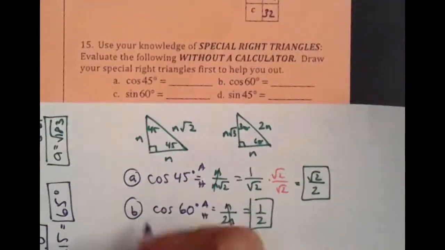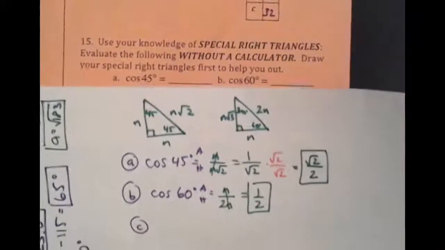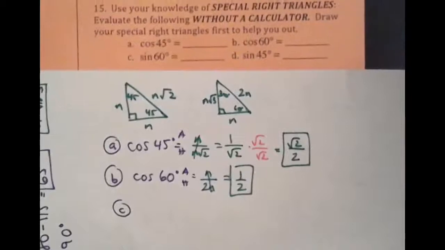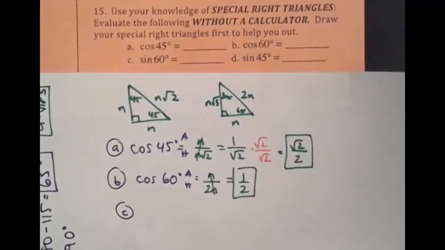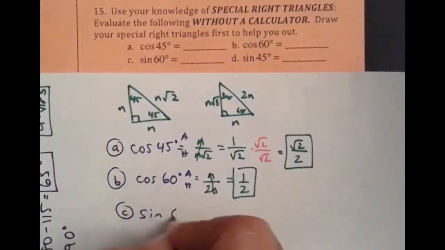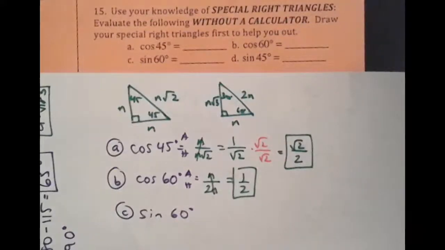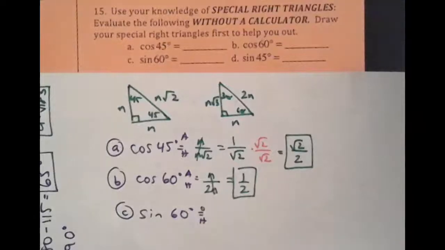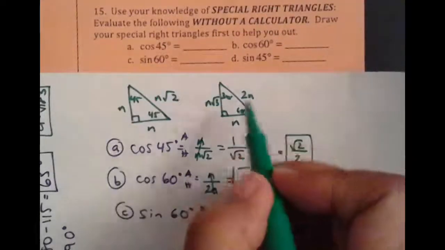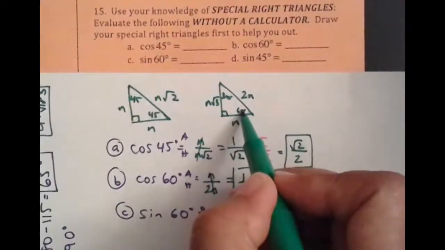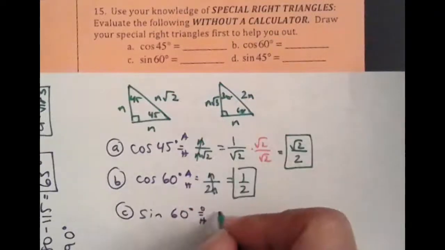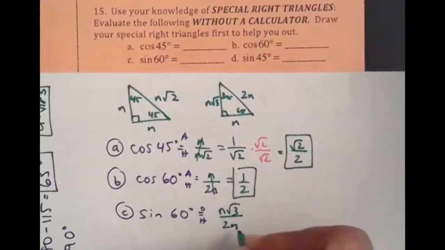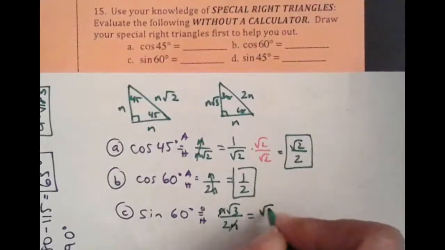All right, the next one, part C, is solving for sine of 60 degrees. So sine of 60 degrees is going to be opposite over hypotenuse. 60 degrees is our reference angle, so we're going to use this angle. And opposite of that is n root 3 over hypotenuse, which is 2n. Now the n's cancel, so it's just square root of 3 over 2.